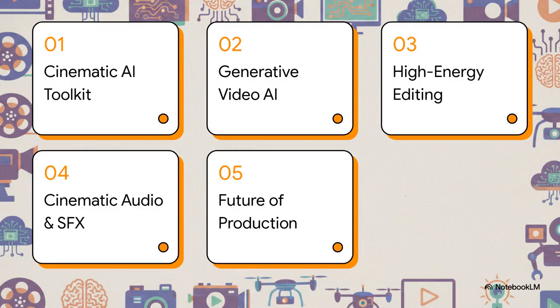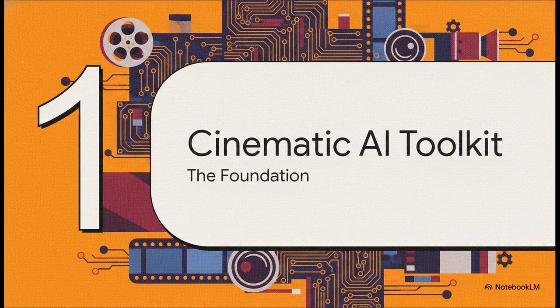So here is our roadmap for today. We are going to look at the cinematic AI toolkit, dive into generative video AI engines, break down high-energy editing techniques, layer in some cinematic audio and SFX, and finally, take a peek at the future of production. Let's jump right in. Kicking things off with Phase 1, the Cinematic AI Toolkit.